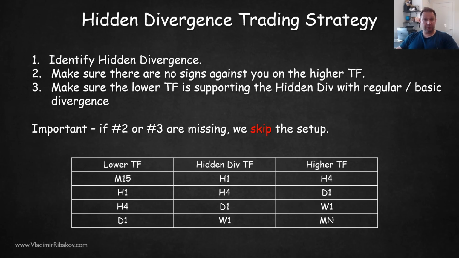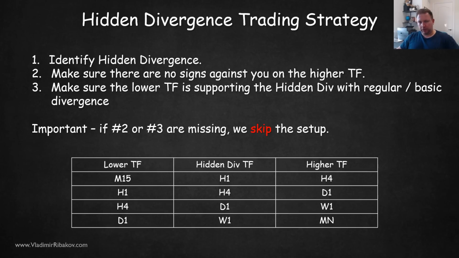Why? As I mentioned before, the hidden divergence is a trend continuation divergence, meaning if you want your trend to keep developing, the higher time frames should support you and not have signs against you, to give you a free road for a trend. Make sense? And once you spot that, you go to one lower time frame and you want to make sure you get a basic divergence in the direction of the hidden divergence you want to trade.